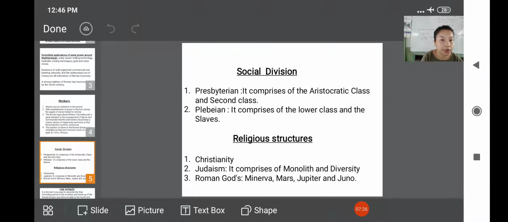Roman Empire. So next we will see social division, that is, society. Social division mainly has two types of social divisions: Patrician and Plebeian.